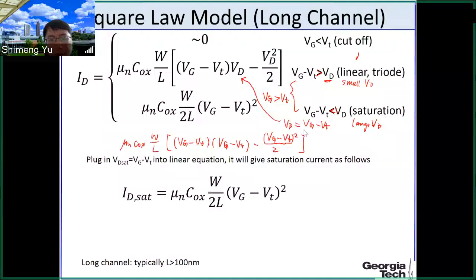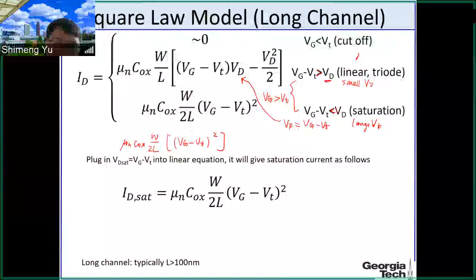So you look at this. This Vg minus Vt actually will be squared here. You have 1 squared minus half squared, so you will remain with half squared. So that's how you get here.